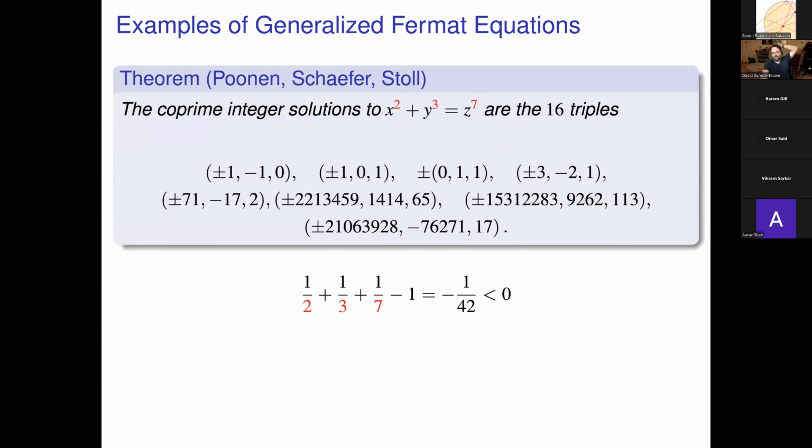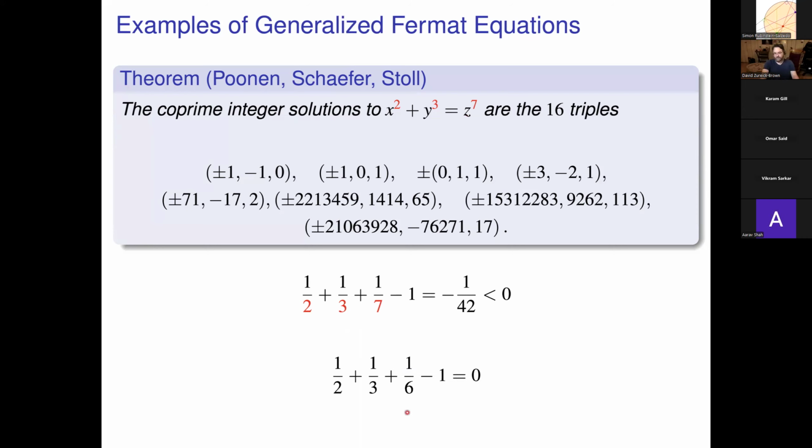So going back to this, there's that number 42 again. What's so interesting about this equation is it's the first interesting case. So if you look at the ratio half, third, seventh minus 1, you get minus 1 over 42. Here's a fun elementary number theory puzzle.